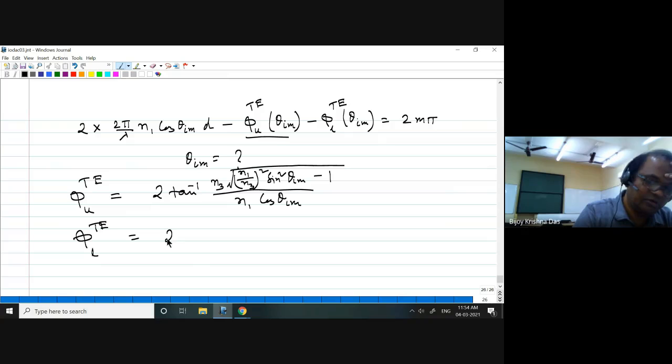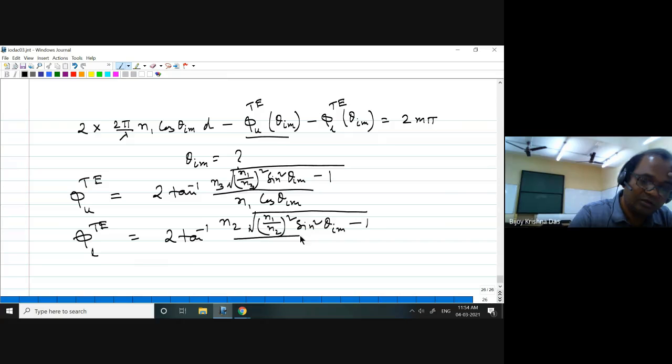that will be equal to 2 times tan inverse, lower means what is the refractive index? N2. It can be N1 equal to N2, N2 equal to N3. So here we will be writing N1 divided by N2. You just note down here N3 and here N2. Sine square theta im minus 1 divided by N1 cos theta im.